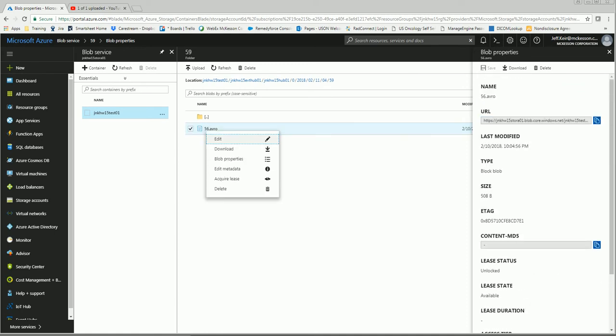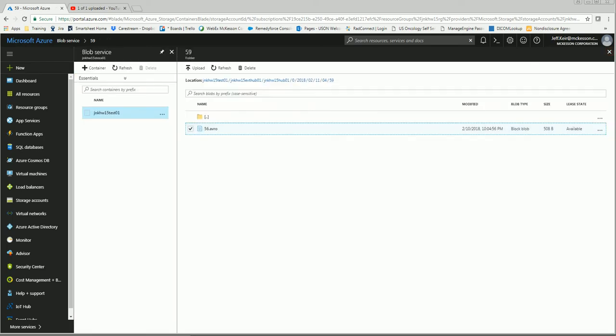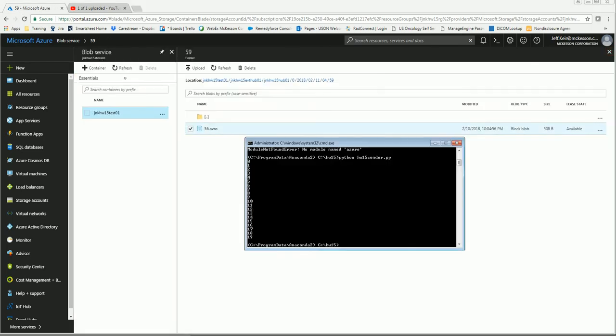We can actually look at the Avro file contents, and it says, I don't know what this is, so it might not render right, but there's data here, and it's readable, so it's been decrypted, at least into the portal screen to an extent. So we can look at it. Alright, that's cool. And let's jump back to our other script.